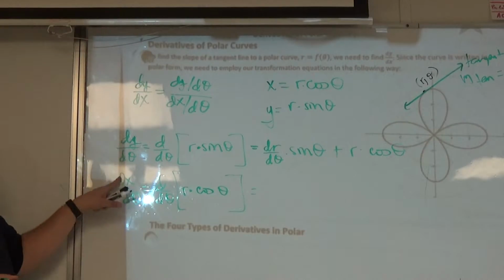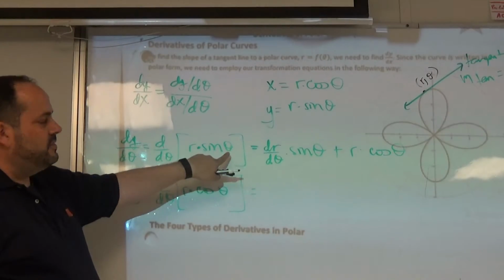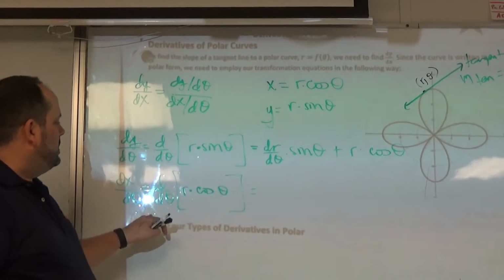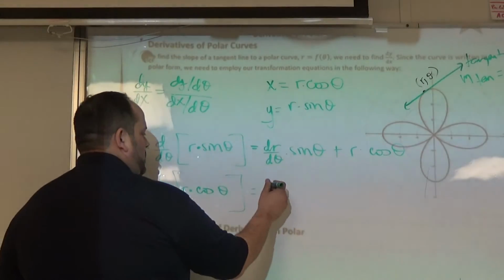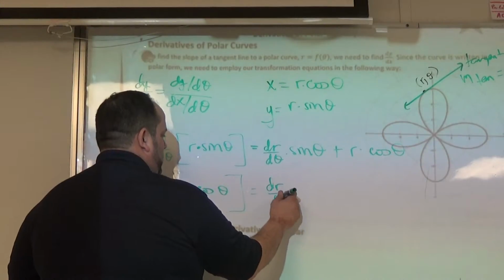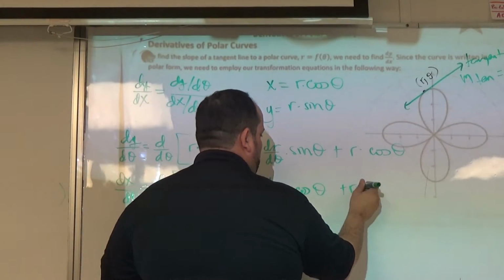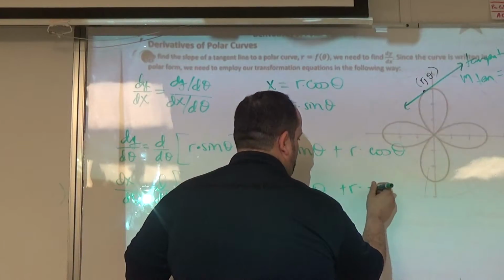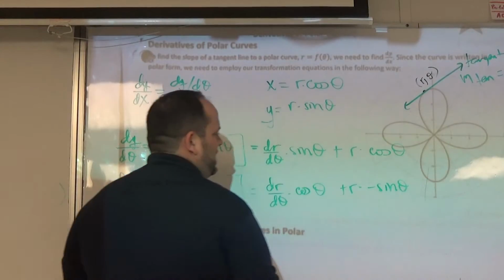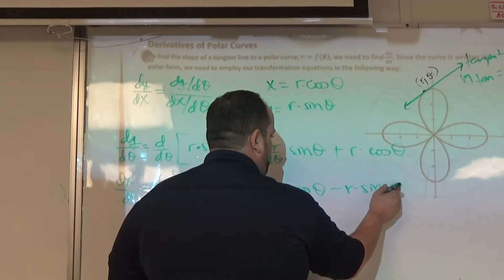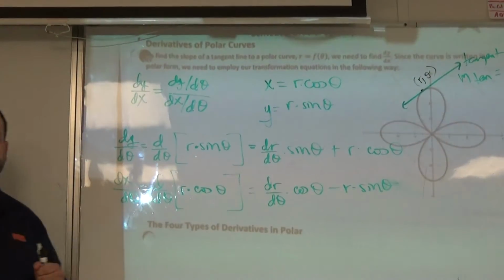So to find dy d theta, we take the derivative of the y version using polar, so r sine theta. Do the same thing down here. If all goes well, we're going to have dr d theta cosine of theta plus r times derivative of cosine, which is really negative sine theta. And so if you guys don't mind, I'm going to write it as negative r sine theta.